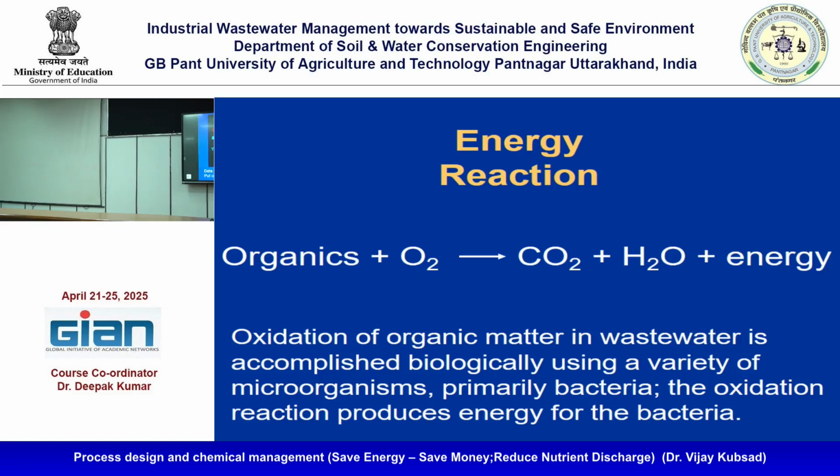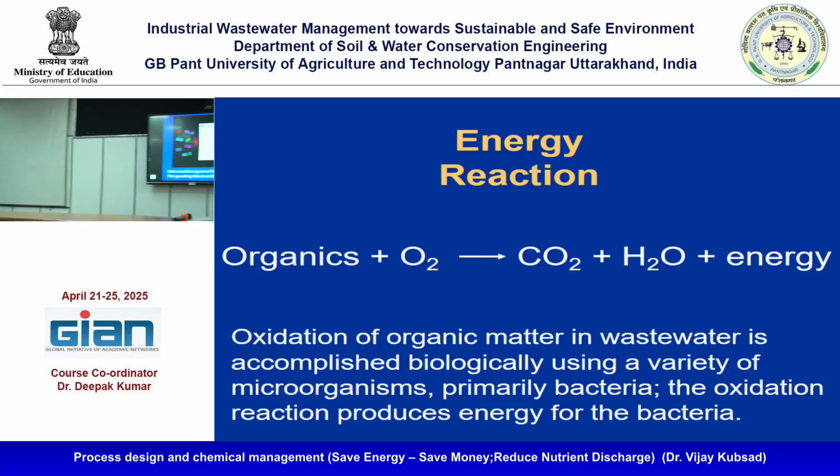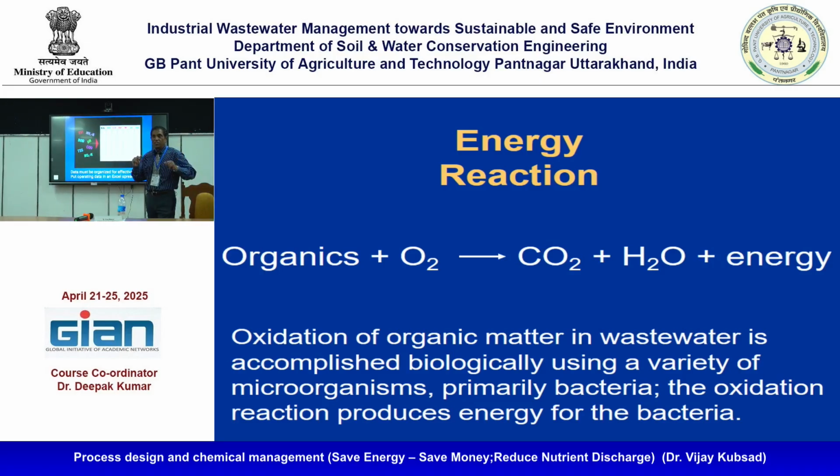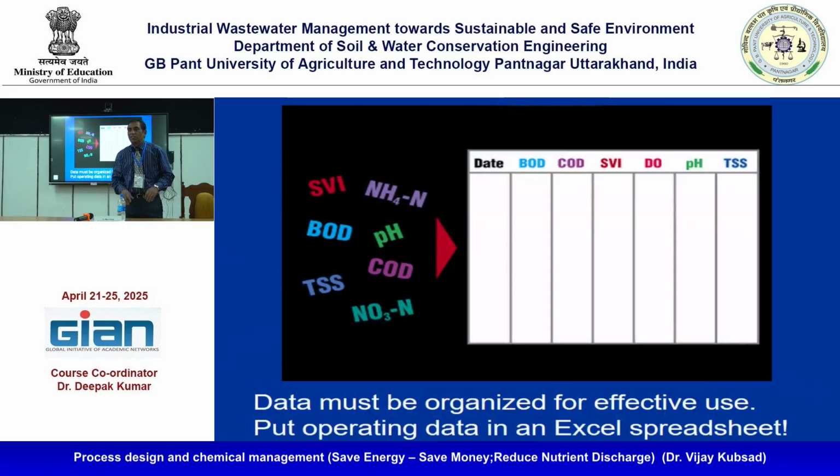So data must be organized for effective use. Put operating data in an Excel spreadsheet and understand what it is, not random numbers. You should be sure of the data, why it is happening, why it is giving high or low, right? So you have to understand what is going on in the system. Then only you can diagnose the system and then only you can treat it, right?